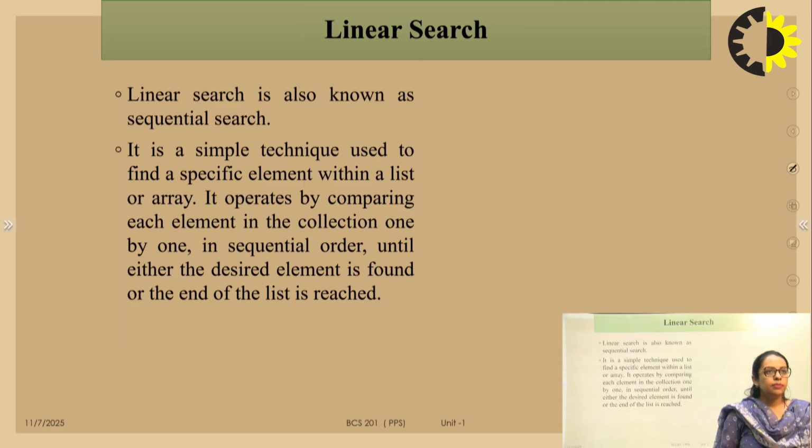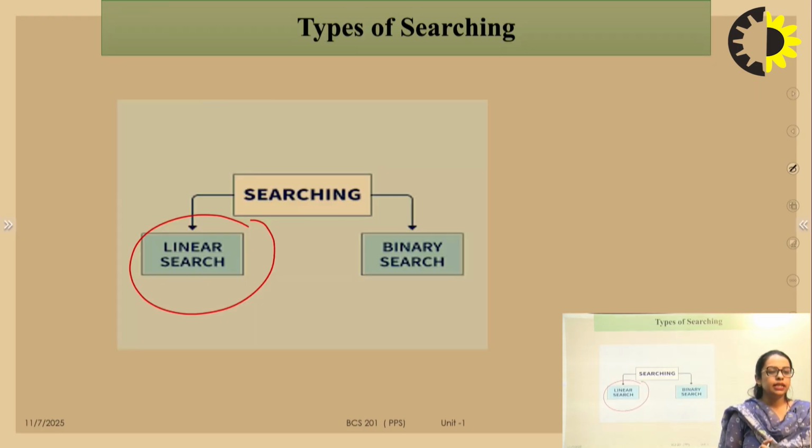So, coming towards what is a linear search? As per the name linear, it is also referred to as sequential search. The linear search is also known as sequential search. It is the simplest technique among the two types of searching techniques. What were the two searching techniques? Linear and binary. Among linear search and binary search, linear search is considered the simplest technique of searching an element.